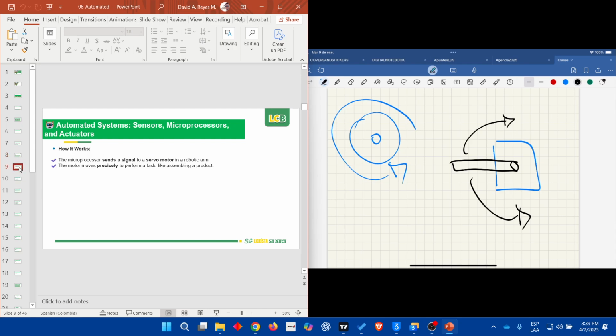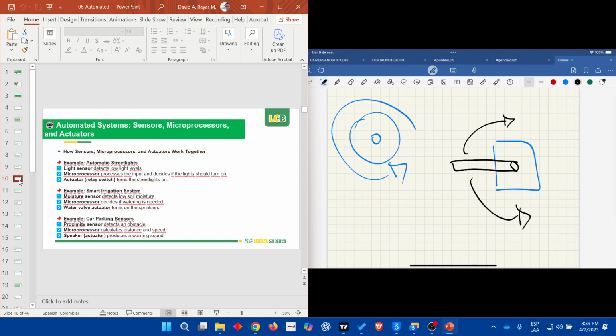Next one, how does it work? I already explained. The sensor receives information. The microprocessor processes the information, makes a decision, sends a signal to the actuator, okay, to act, to execute a specific activity.